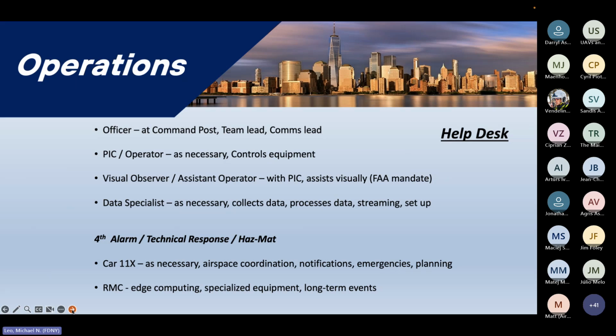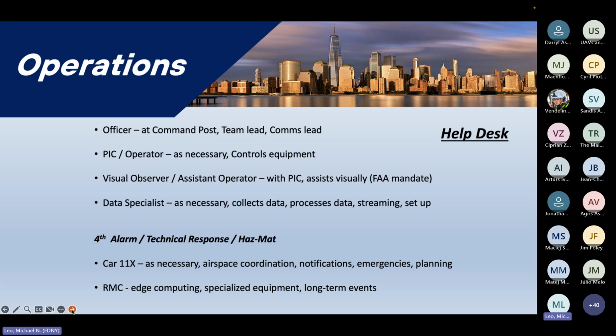We operate with 4 people at all times. So we have an officer, and that's the team lead, the comms lead. And that is the person that sits at the command post next to the incident commander and basically watches the video. So it's great that you have a drone pilot looking at the video feed, but in New York City, it's very difficult with all the tall structures and all the aircraft. We want them concentrating on operating the aircraft more than looking for something or looking for someone. We like the officer at the command post to do that.